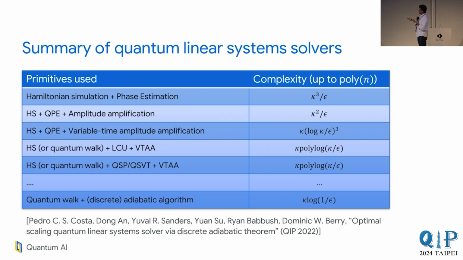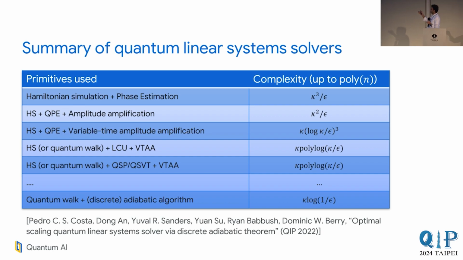If I use an extra primitive called variable time amplitude amplification, you can get this to kappa over epsilon. So that's pretty cool. If I use another primitive called LCU, linear combination of unitaries, I didn't explain what this is, but it's a primitive, and variable time amplification, you can get even better scaling. The epsilon scaling became a log over here. This is quantum signal processing, which also gives you something, and there are many more intermediate things that I was too lazy to write down. But eventually, the best known algorithm uses a discrete adiabatic algorithm and a quantum walk and gets this. And this best known algorithm is in this paper.